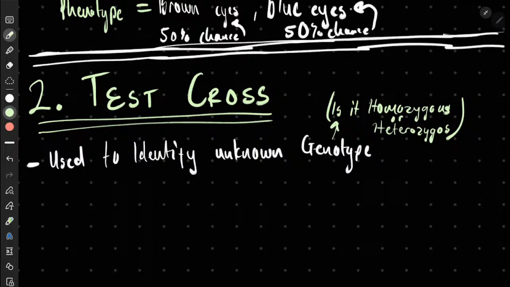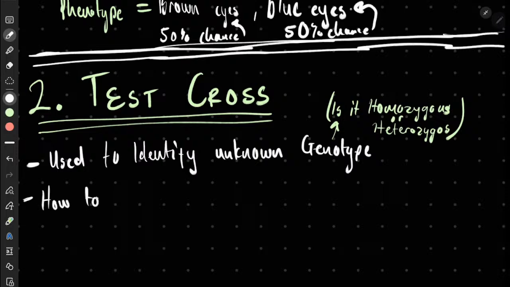Is it homozygous or is it heterozygous? Let's say you're looking at an individual who has brown eyes, but you don't know if this is big B, big B, or big B, small b. So we want to be able to find out the genotype. How do we find that? Here is how to do it.